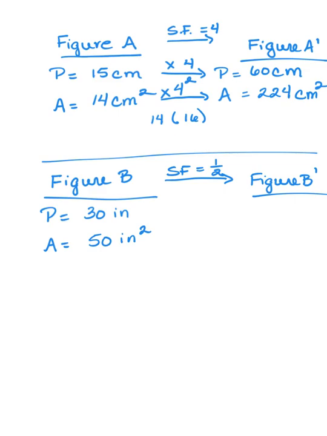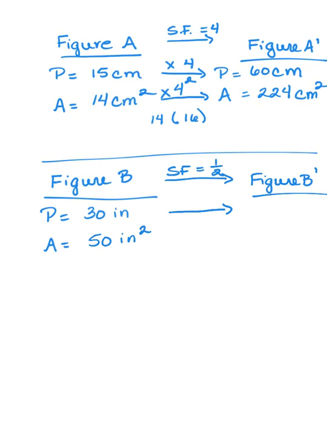If we want to see how this works when we are using a scale factor less than 1, or when we are shrinking an object, in this example, we have figure B having a perimeter of 30 inches and an area of 50 square inches. If I want to use a scale factor of 1/2 to reduce the size of the figure, how does that affect perimeter and area? Well, again, scale factor affects perimeter once.